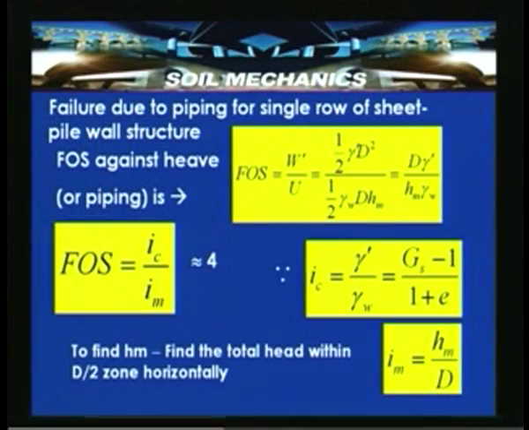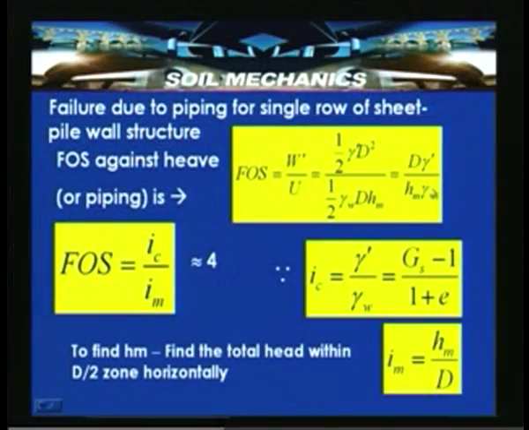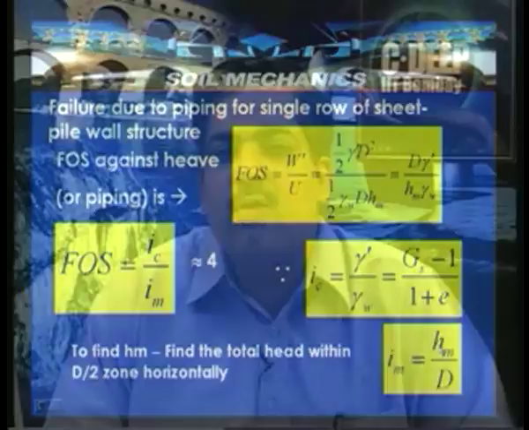If this is now looked upon, it can be simplified so that the factor of safety is equal to IC by Im, where IC is the critical hydraulic gradient, which is gamma dash by gamma W. So, here gamma dash by gamma W is written as IC. With that, Hm by d is referred to as the hydraulic gradient Im, equal to Hm by d. Here, with a head Hm, the depth d is the length of the flow, so that is the gradient over which the flow is taking place at the downstream side of the sheet pile wall.